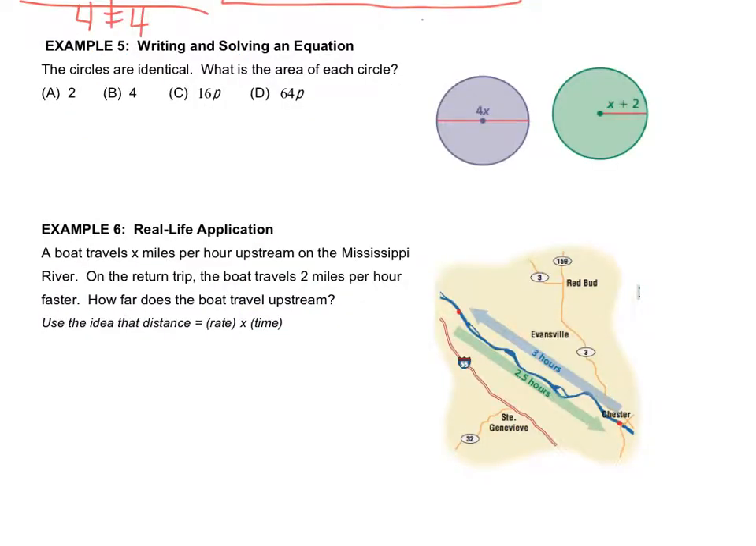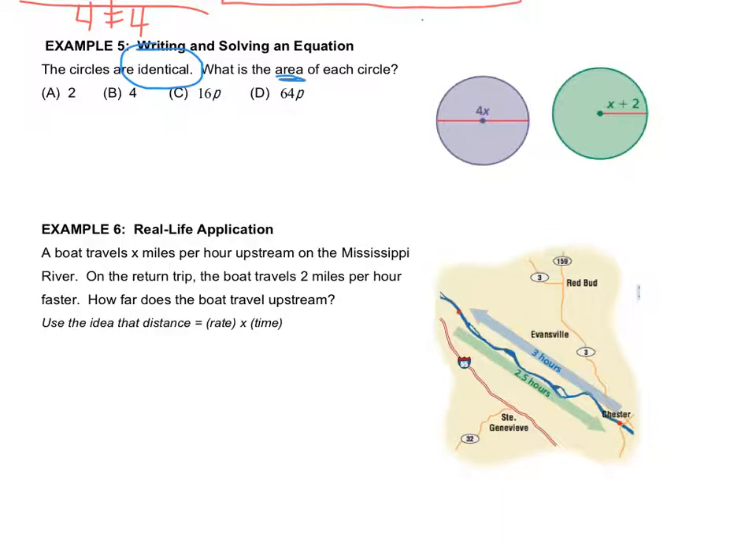So now we want to look at these last two examples. We are given these two circles are identical. That's kind of important to notice. These are identical, which means everything about them is the same. Then the question is, what is the area of each circle? And that's going to be important later on.